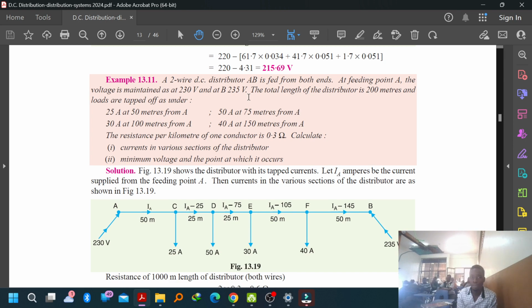as shown below. So 25 amps at 50 meters from point A. So they are measuring from point A, 30 amps at 100 meters from point A, and so on and so forth. So let me redraw this so that we can start afresh and calculate for this. So we are going to draw an equivalent diagram for this.